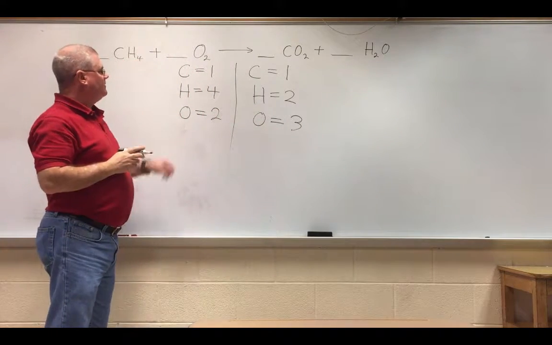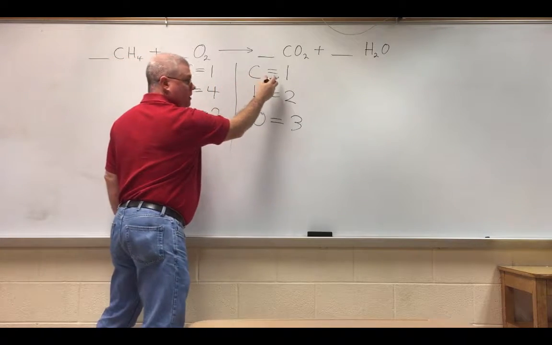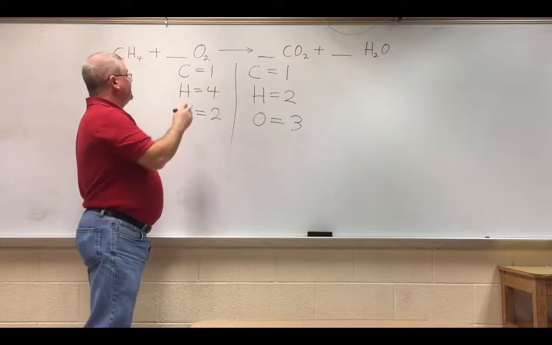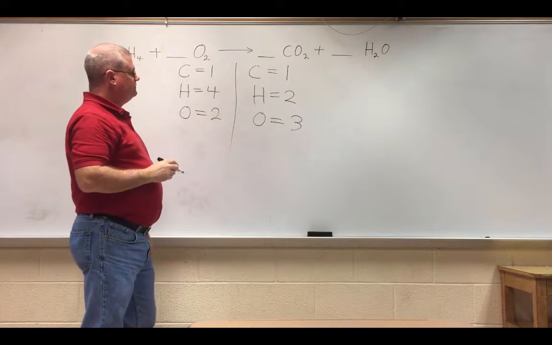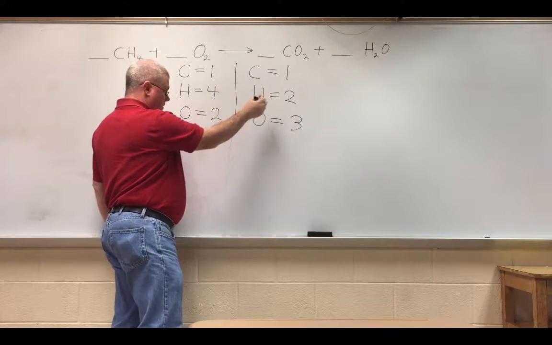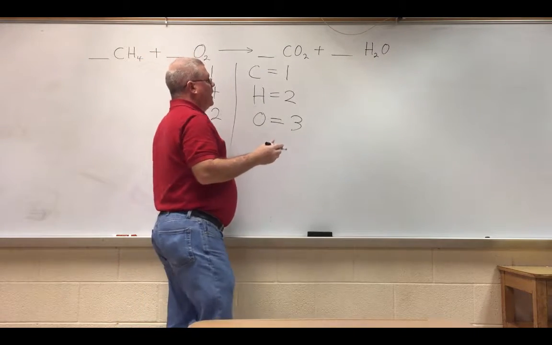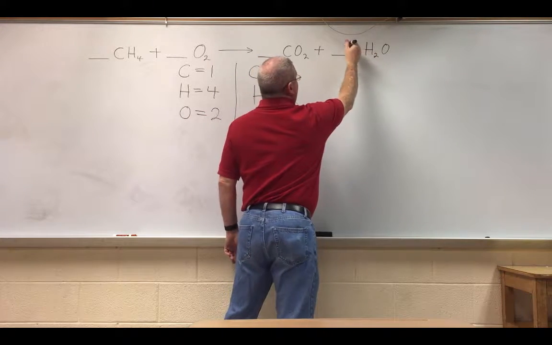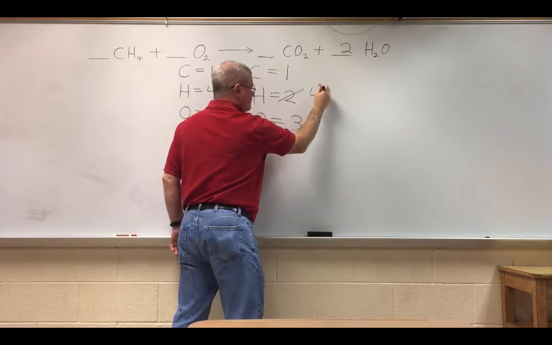Now, we balance out. We have 1 carbon over here, 1 carbon over here. This is balanced on the carbons. The hydrogens, we have 4 over here, 2 over here. So it looks like we need to get 4 as the least common multiple if we can. You see right here we have 2 hydrogens over here. We add a 2, which will give us 4 hydrogens.